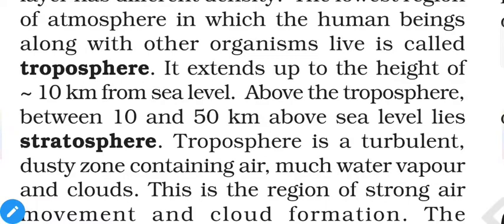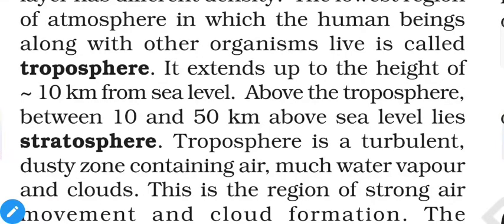So the troposphere is a turbulent, dusty zone containing air, much water vapor, and clouds. Because of higher density, it is closer to the ground, and the air above the troposphere pushes the bottom air, and that's why density increases. So it is more turbulent because of the greater thickness and higher quantity of gaseous molecules. This is the region of strong air movement and cloud formation. We know that earth is continuously rotating. Because of the rotation of earth, the troposphere gains some momentum, and that's why turbulence and other natural phenomena like hurricanes occur.